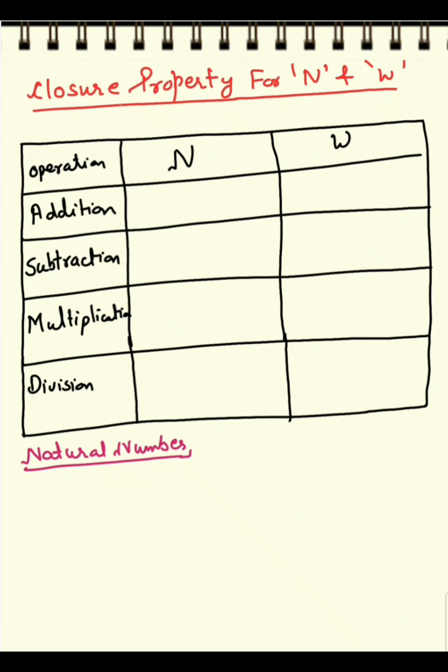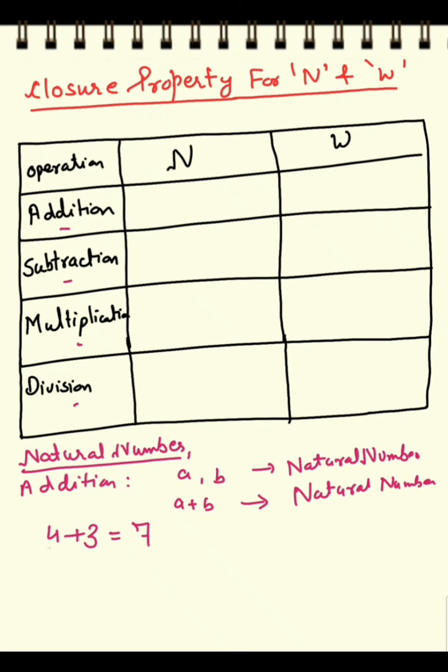First, we will do the closure property for natural numbers as well as for whole numbers. For all the operations, we will get 7. 4 is a natural number, 3 is a natural number, and 7 is also a natural number. Any numbers, 50 plus 57 if I take, it will become 107. So these two are natural numbers and this is also a natural number. So we can say that natural numbers are closed for addition. So we write here, yes, they are closed for addition.